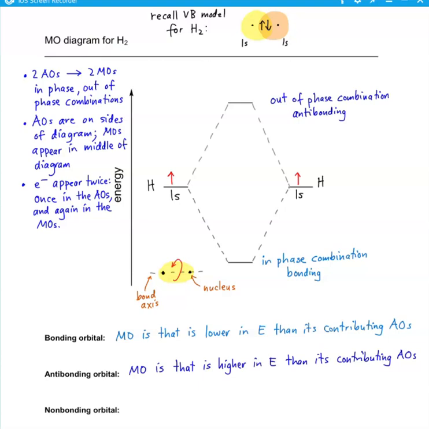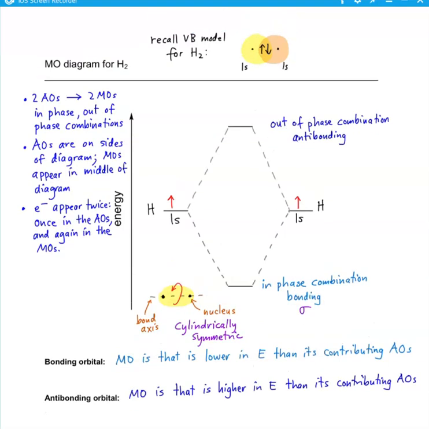That's an example of what we call cylindrical symmetry. So this orbital is cylindrically symmetric, which means that we call it a sigma orbital. So not only is this a bonding orbital, it's a sigma orbital. Okay, so now let's take a look up above at a picture of the antibonding orbital. I'm going to start with the bond axis again.